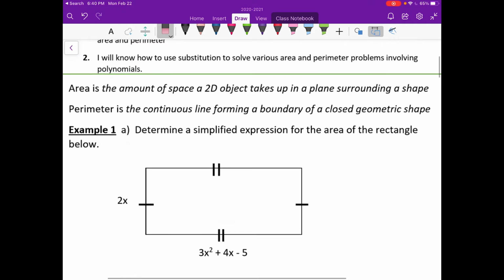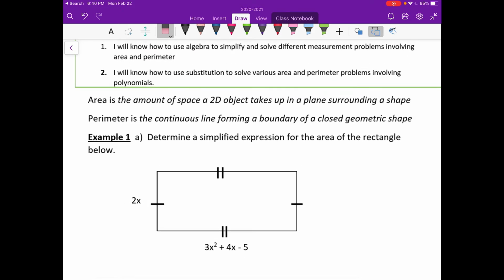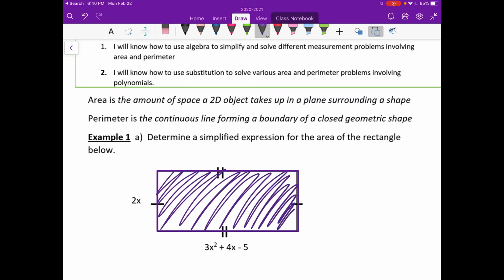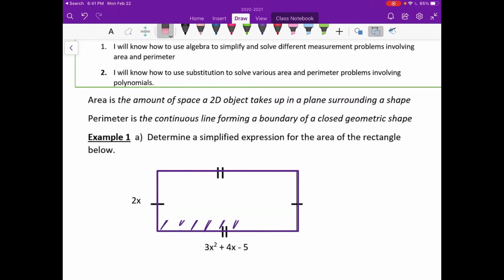Area is the amount of space that a 2D object takes on a plane surrounding a shape. To make that a little easier to understand, let's take this rectangle here. The area is the amount of space it takes on a piece of paper, so the amount of area inside of that drawing or that 2D shape. So that's what area is.